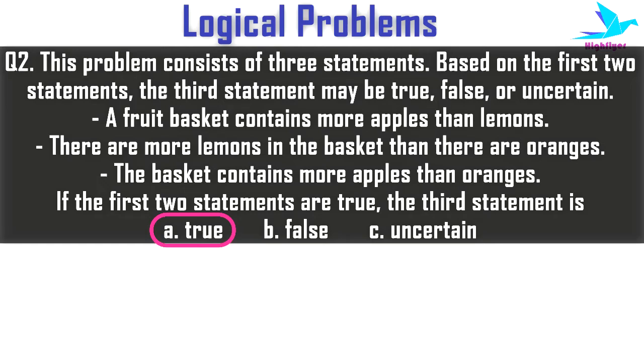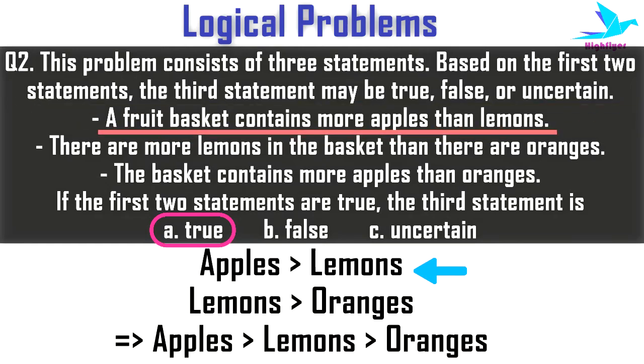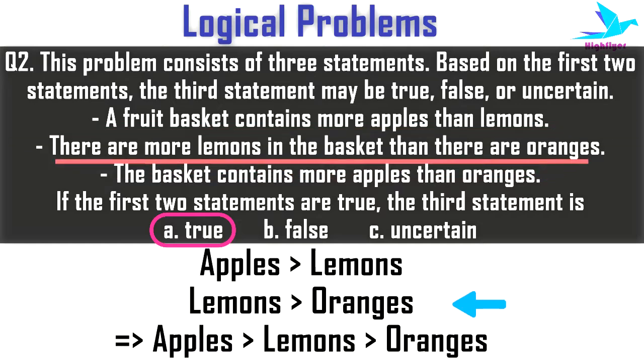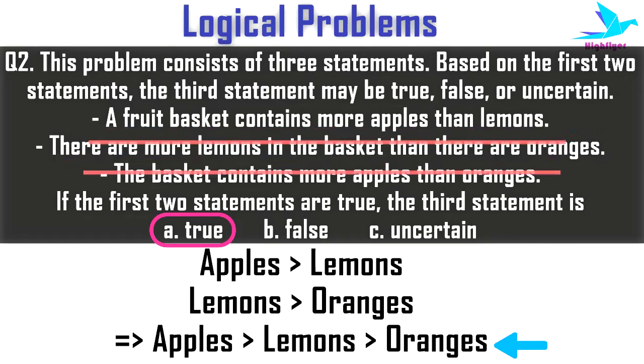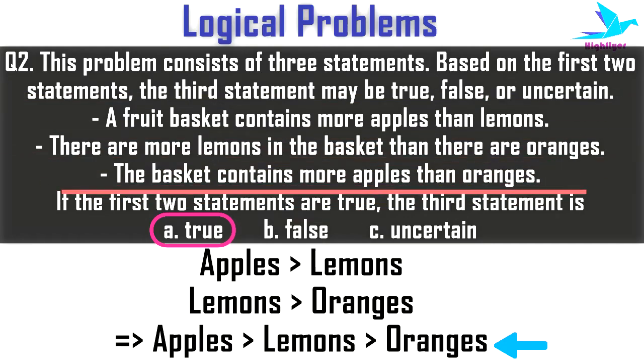Let's see how. Now here the first statement says that a basket contains more apples than lemons. So apples is greater than lemons. Then the second statement says there are more lemons in the basket than there are oranges. So lemons is greater than oranges. Now combining both these statements, we get apples is greater than lemons, greater than oranges. And the third statement, that the basket contains more apples than oranges, is true.